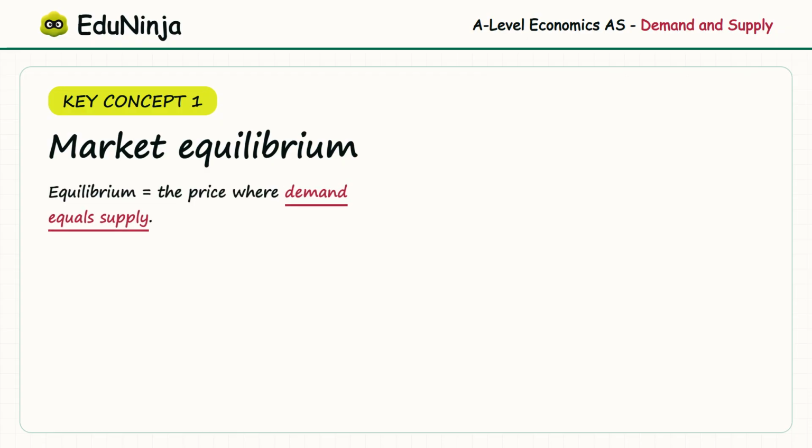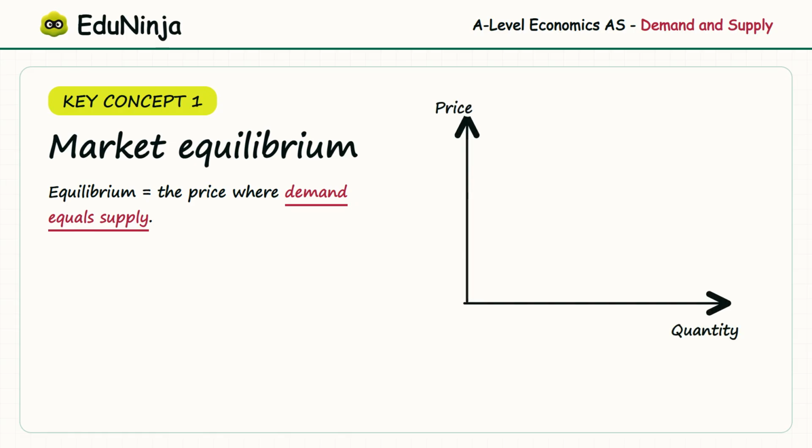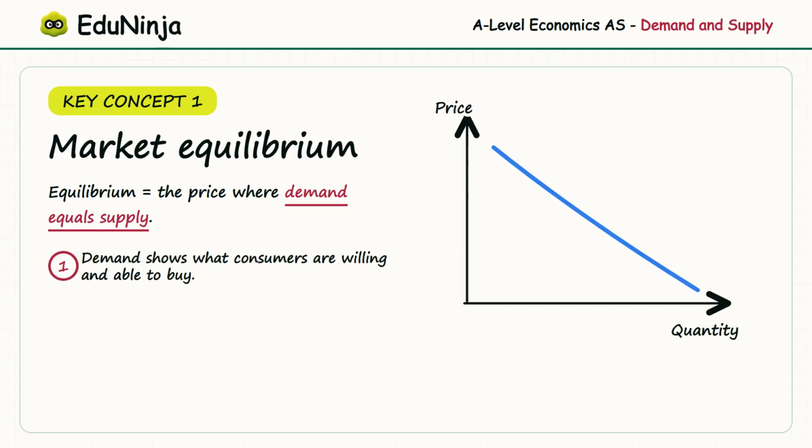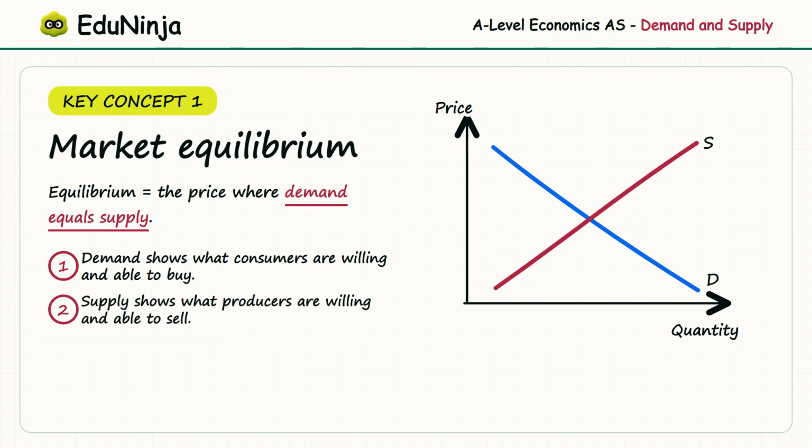Think of it as the point where buyers and sellers agree. Demand shows what consumers are willing and able to buy at each price. On the diagram, demand slopes down because a lower price usually means people want more. Supply shows what producers are willing and able to sell at each price. Supply slopes up because a higher price gives producers more reason to sell. Where the two curves meet, we get the equilibrium price and quantity.